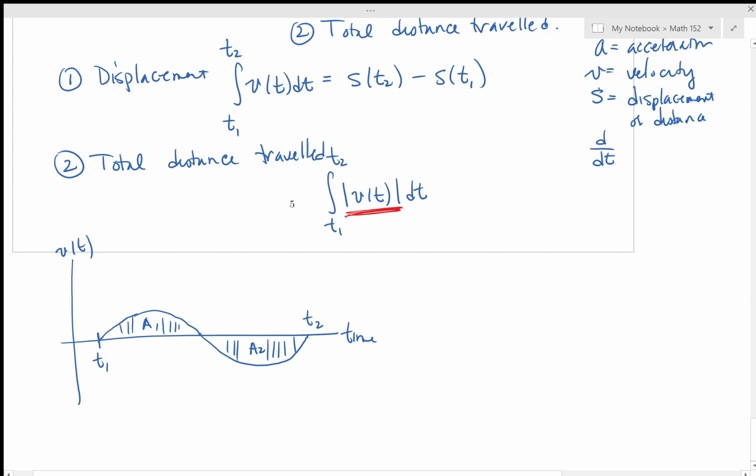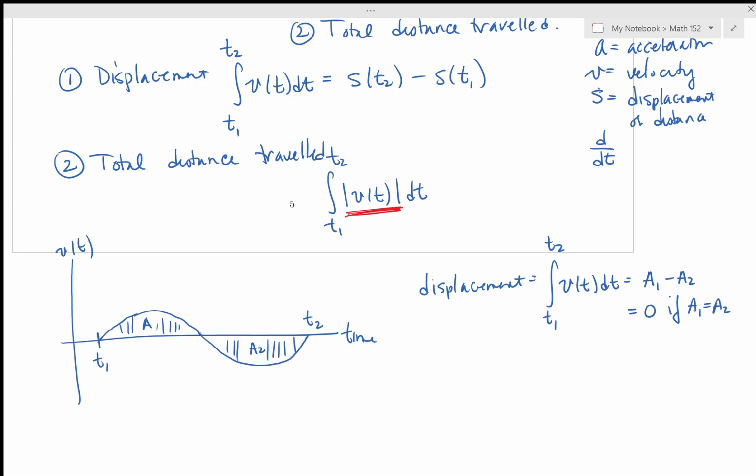Okay, so the displacement is the integral from t1 to t2 of this velocity function here, and that is going to be A1 minus A2, and in fact it will be equal to 0 if A1 equals A2, which is kind of what I tried to draw roughly. I tried to make A1 look like roughly the same area as A2. So it'll be A1 minus A2, and that will be 0 if A1 equals A2. I'm thinking of those two things as areas.